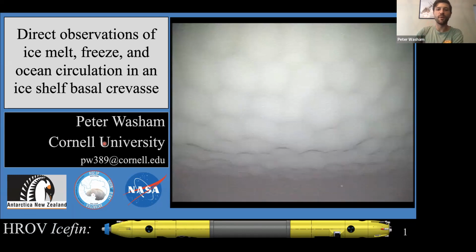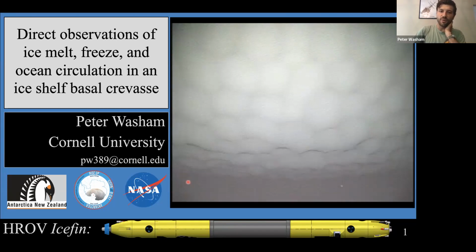Below here is just a schematic of the underwater vehicle we use. It's called IceFin. It's about 3 meters long and 25 centimeters across, and I'm sure many of you have heard about it, so I won't talk about it anymore.